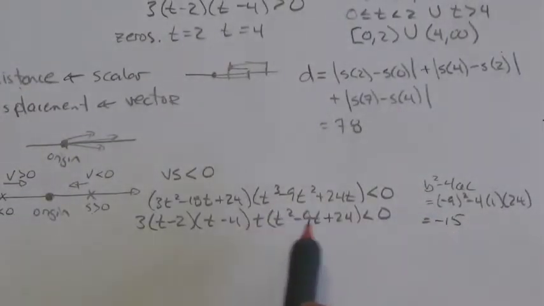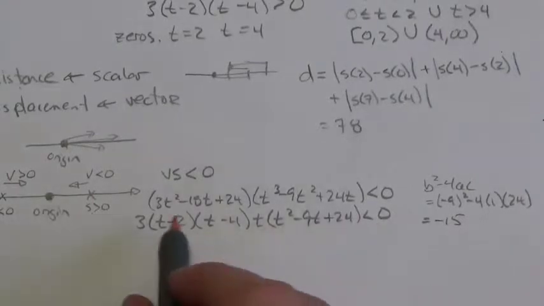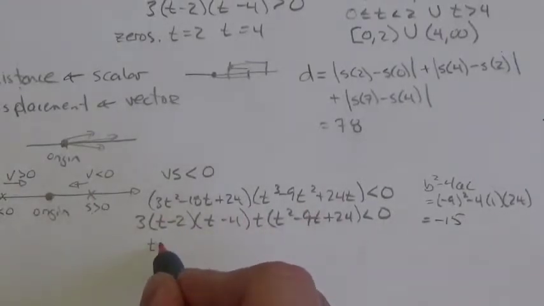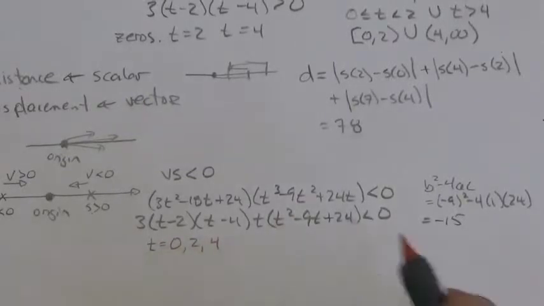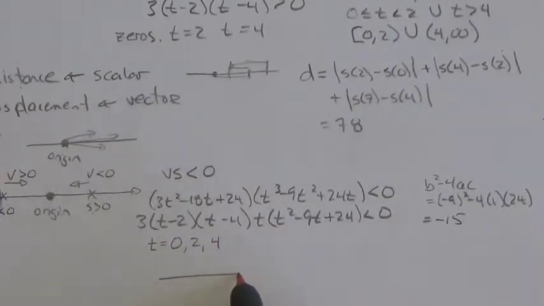That tells me that I'm not going to get any real roots for this thing going to 0 here. So that's actually a neat result, because that means that my only zeros here, the only places where this product goes through 0, is 0, 2, and 4. So when you take a look along the number line here, it's going to be 0, 2, and 4.